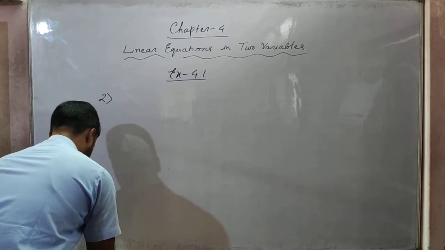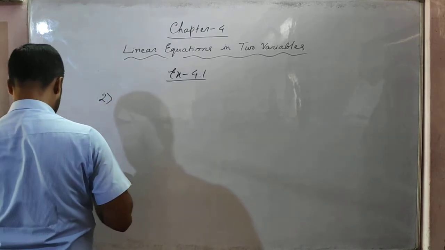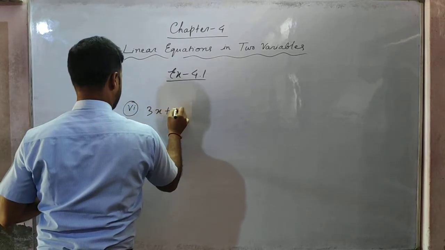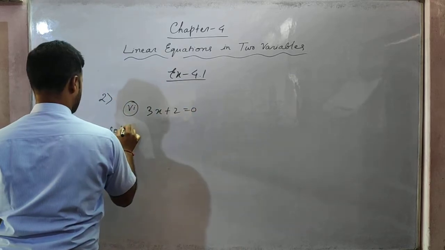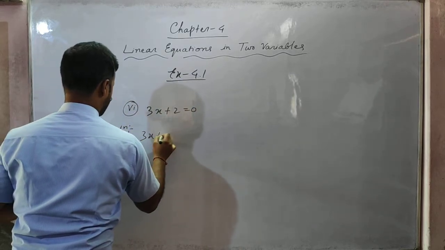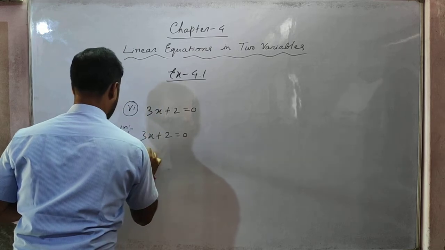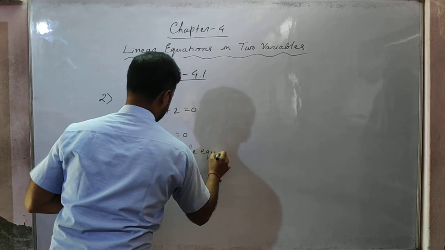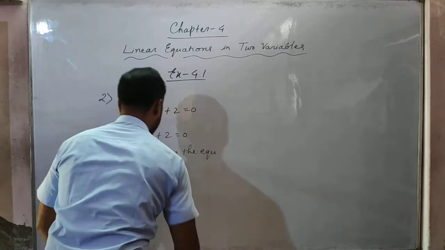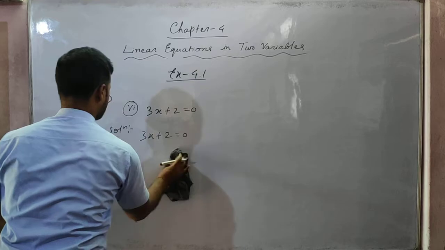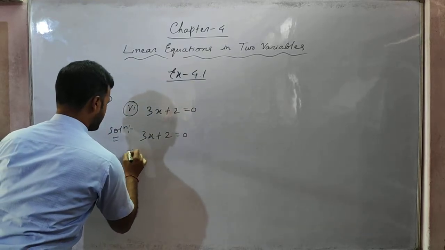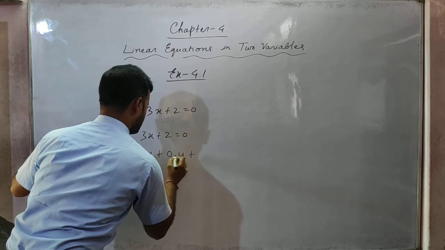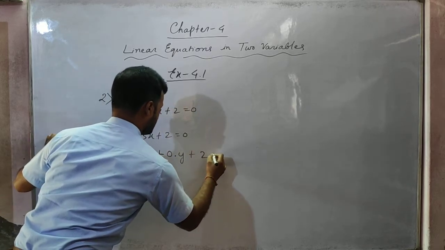Let us take one more example. So number 6. 3x plus 2 is equal to 0. So solution: 3x plus 2 is equal to 0. Or you can write it this way also. For your understanding I am making it. Okay, 3x plus 0 into y plus 2 is equal to 0.